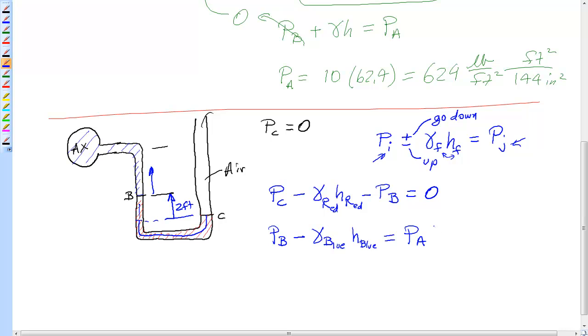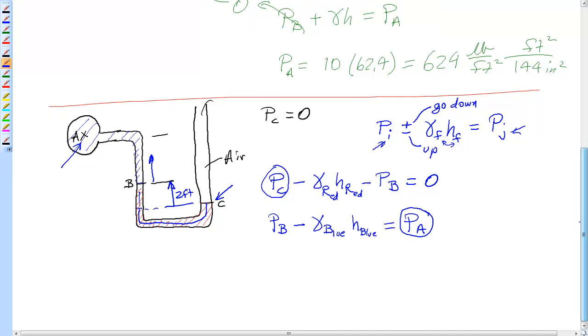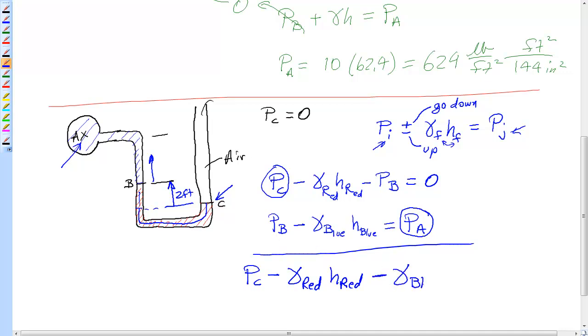Now, the only reason I don't do it on this one is because this is the start and this is the end. In other words, I can go through, this is what I'm interested in, and here's the other end. If I have 5 or 6 interfaces, I do it all over here. We'll see that in a minute. Then I simply add these equations together. PC minus gamma of the red, H of the red, minus B, but plus B, then becomes minus blue, H blue, equals to pressure at A.